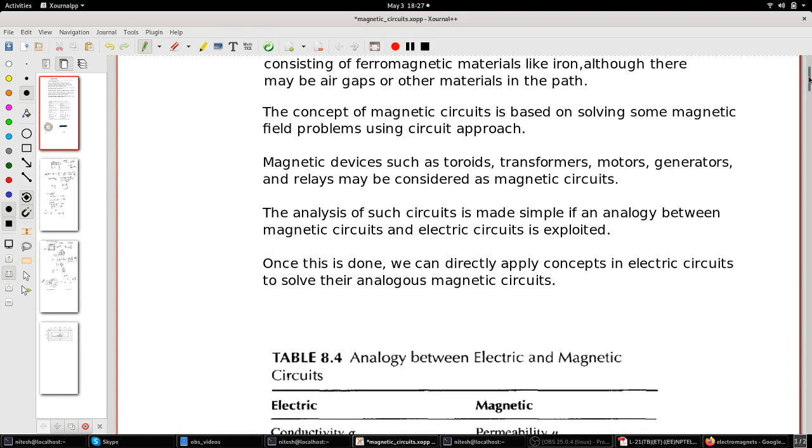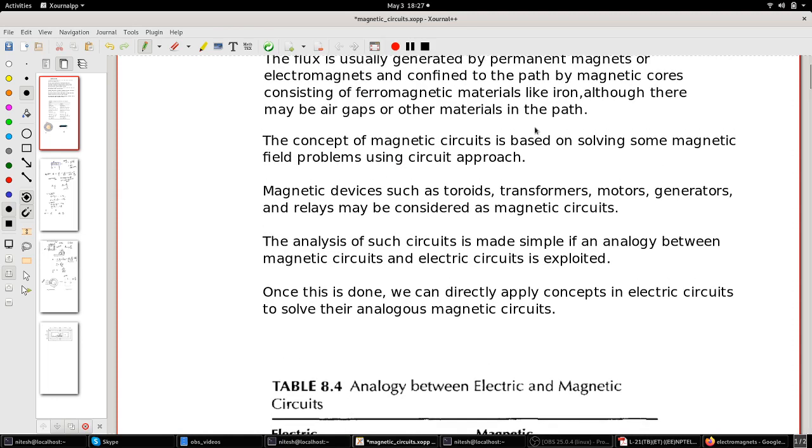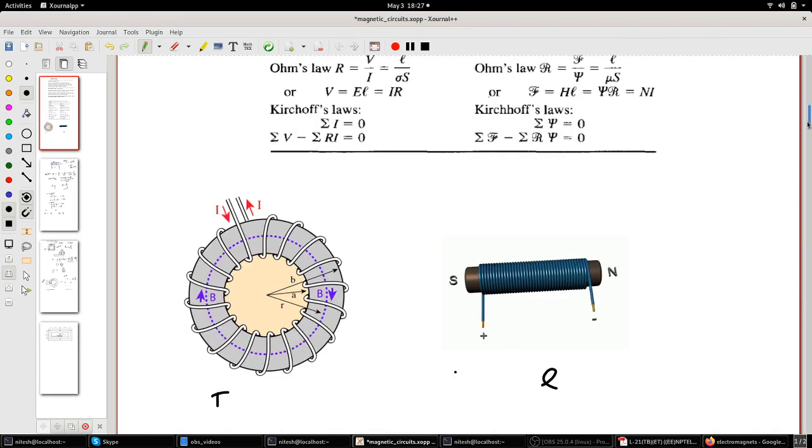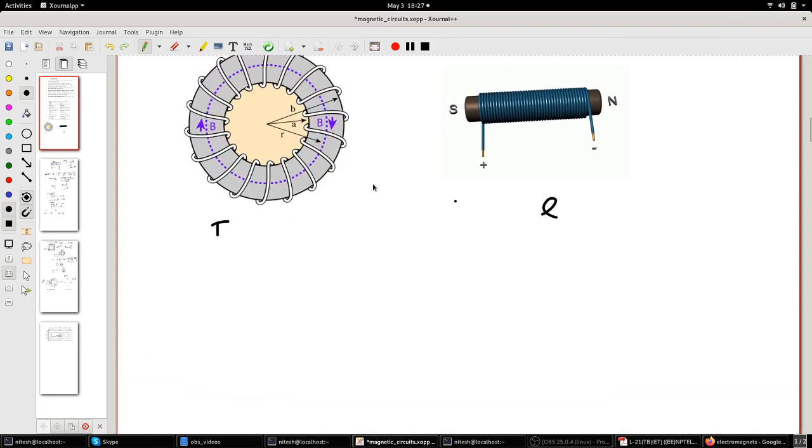So the concept of magnetic circuits is based on solving some magnetic field problems using a circuit approach. If I can convert this kind of device into a circuit like this, my life becomes simpler. We have already done so many problems based on electrical circuits, where I have a supply, a resistance, a load, and I pass a current through it. How much current will be generated?